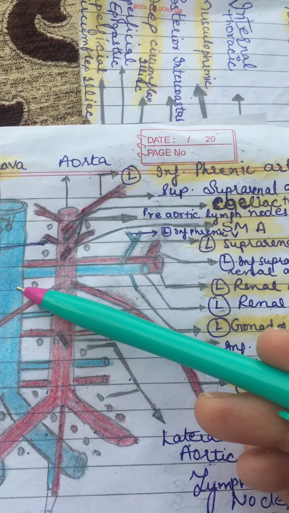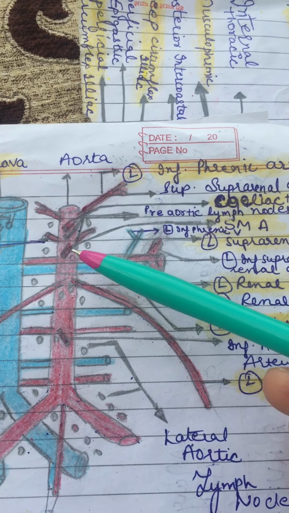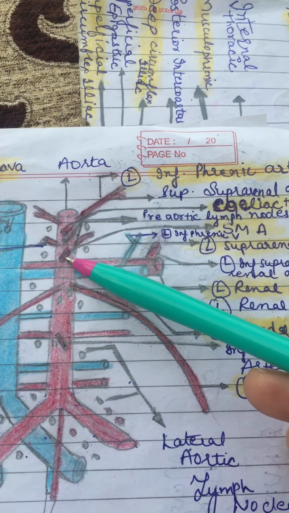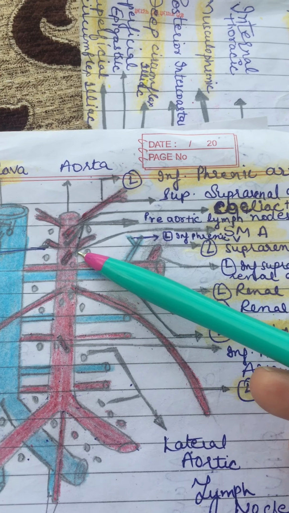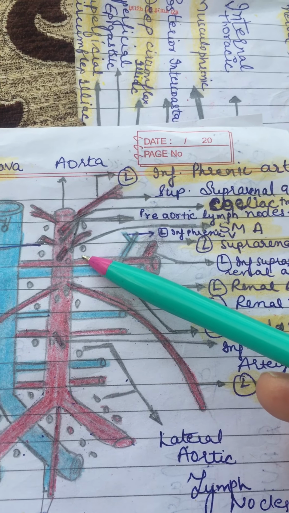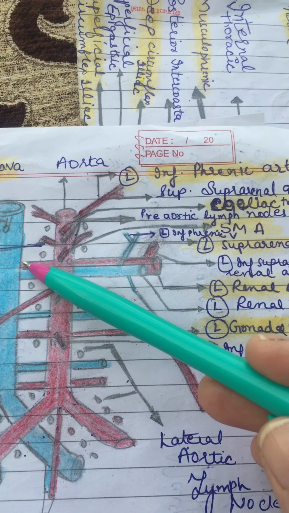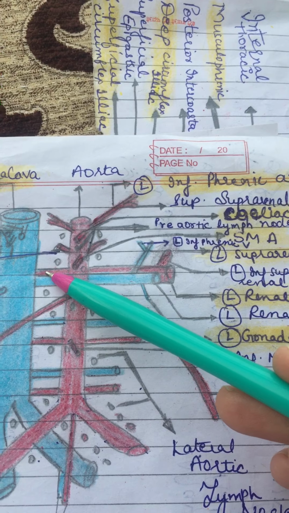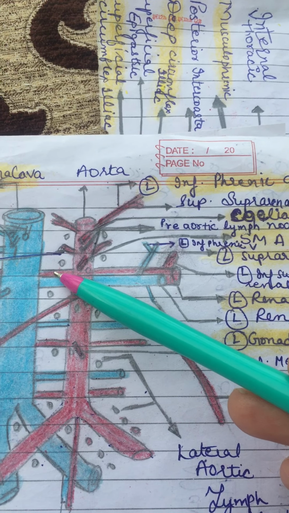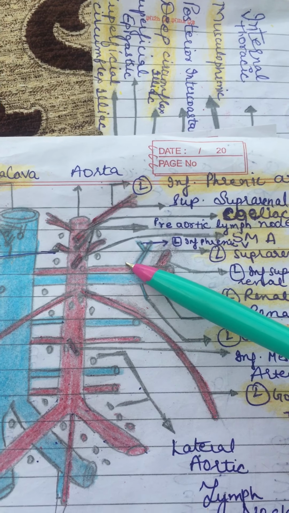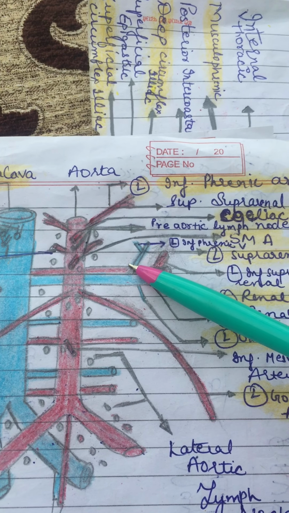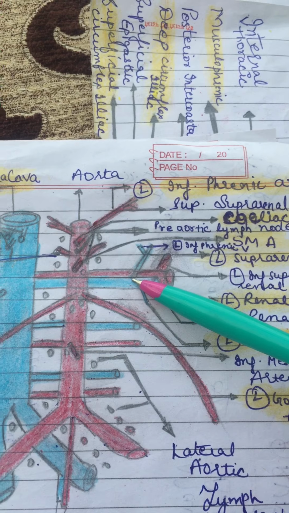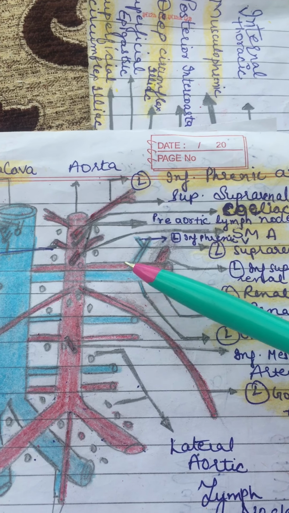Then we have renal arteries. These are the large arteries which arise from the abdominal aorta just below the origin of superior mesenteric artery. Right renal artery passes behind the inferior vena cava to reach the hilum of right kidney, and the left renal artery runs behind the left renal vein and splenic vein. Each artery gives off inferior suprarenal and ureteral branches and is then distributed to the kidneys.